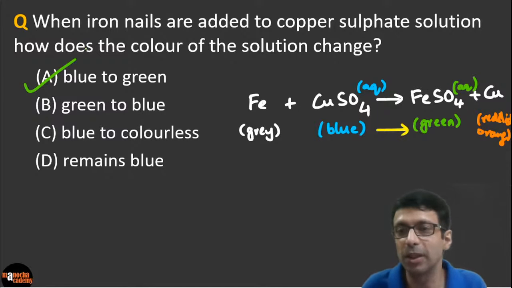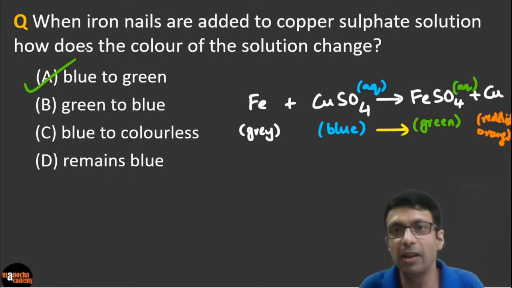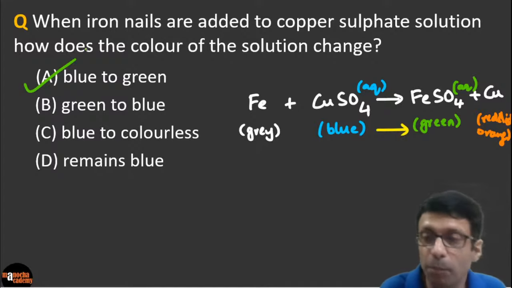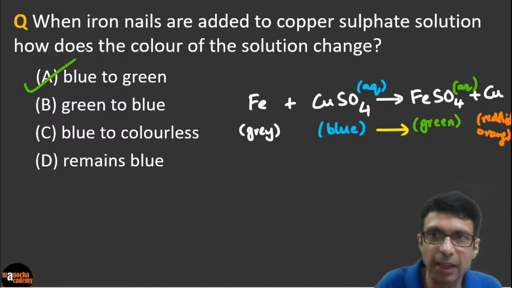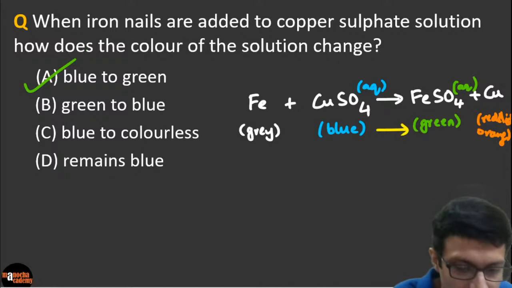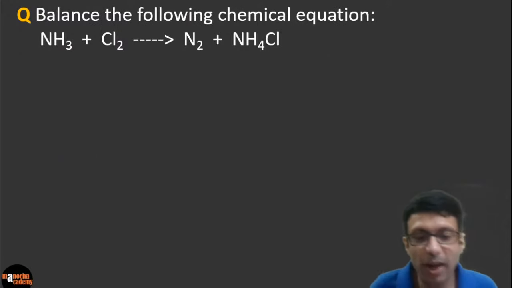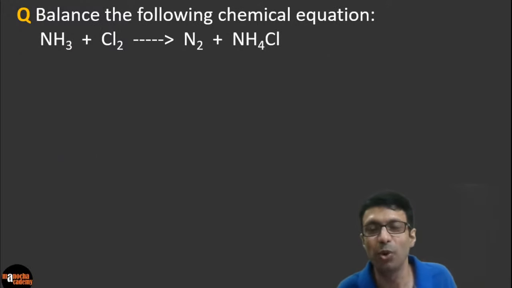Superb, guys. Copper sulfate is blue, ferrous sulfate solution is green. So the color changes from blue to green. And this type of reaction is displacement, where iron is kicking out copper, displacing copper from copper sulfate. Very good.